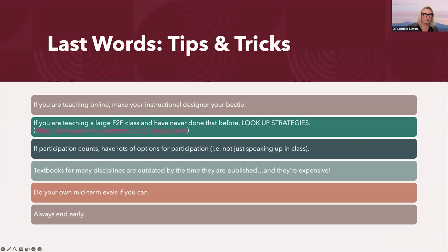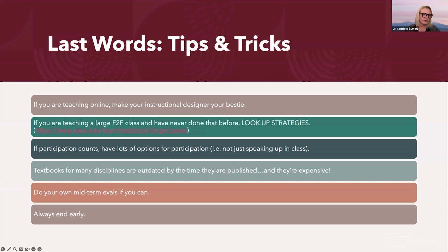Textbooks for a lot of disciplines are junk by the time they come out. They are outdated and they're really expensive. If you can avoid a textbook, or you can find one that's online or that's inexpensive, or you can work with the library and get extra reserves, do it. Because especially for undergraduate courses, you end up with these big, heavy tomes, and honestly, you may not even open it. So think about that as you are planning how people are going to acquire knowledge, and what they're going to have for references for your class. Do your own midterm evals if you can.